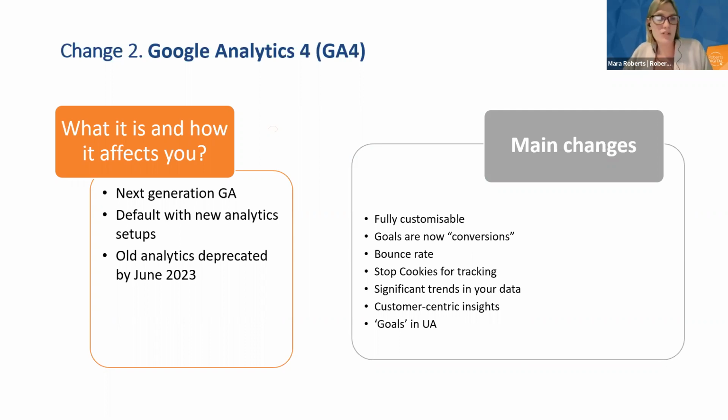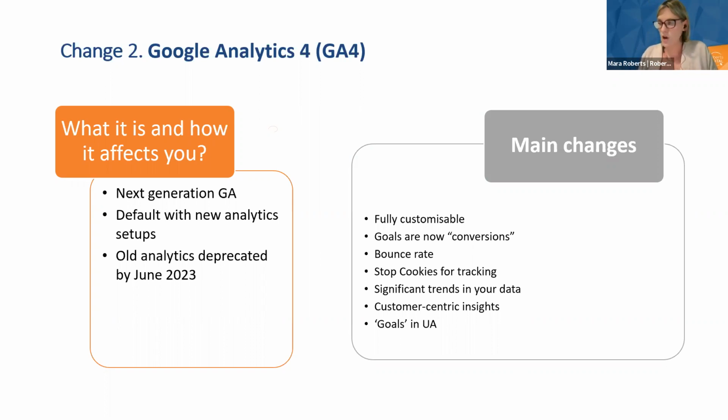The big change for GA4 is that it's going to stop the reliance on cookies for tracking. Server-side tracking is also going to be available on GA4. Another great step for GA4 is that it's going to be using machine learning where there are data gaps, and so it's going to start automatically alerting you to significant trends in your data.